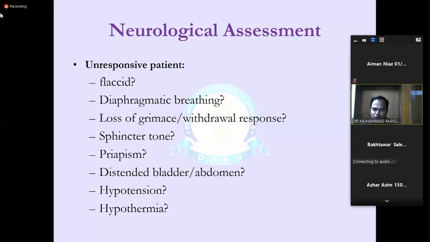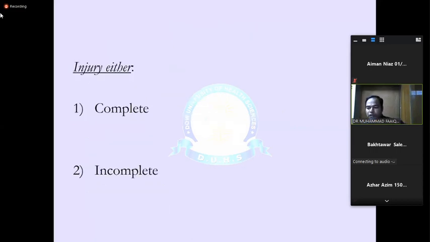Obviously, these signs you can also see in a conscious patient. But in a conscious patient, you can assess by giving different commands. In an unconscious, unresponsive patient, there are different signs in front of you which give you an impression that the patient may have spinal cord injury at different levels. So, a very important slide.